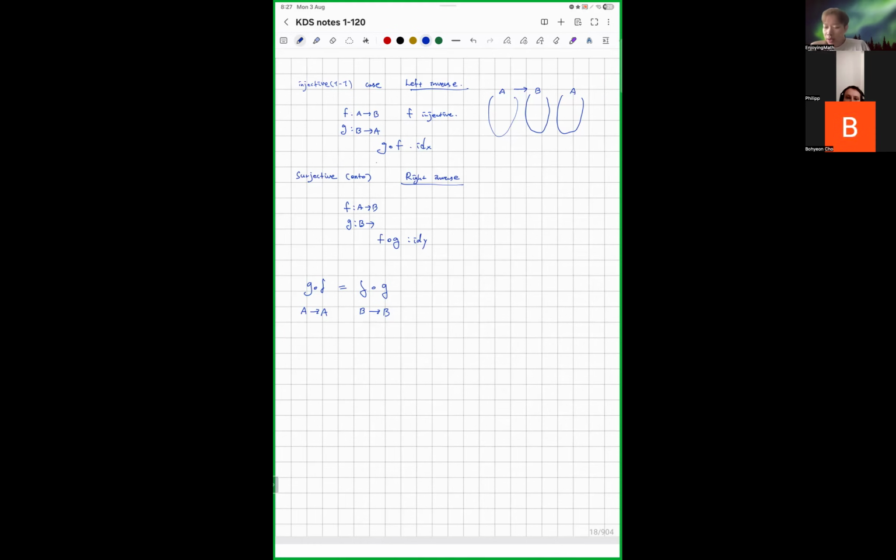But my argument is these two functions have different domain and codomain. For example, in the first case, let's say f maps A to B, then we first map A to B and then B to A. So we return back to A.